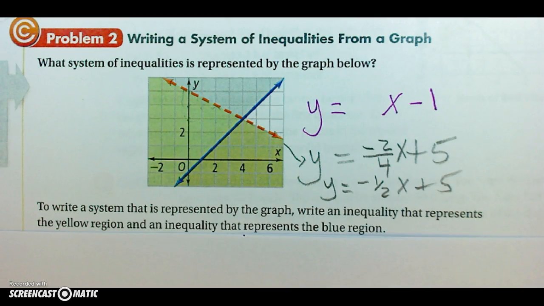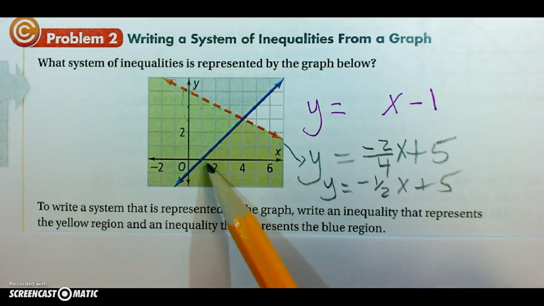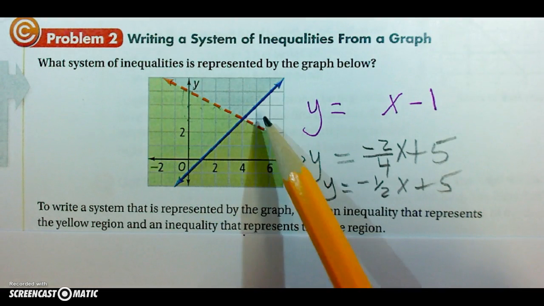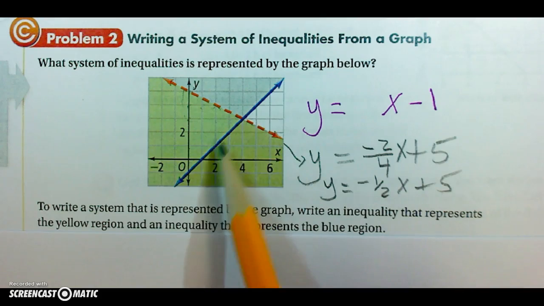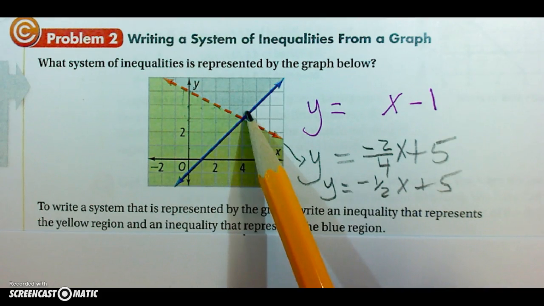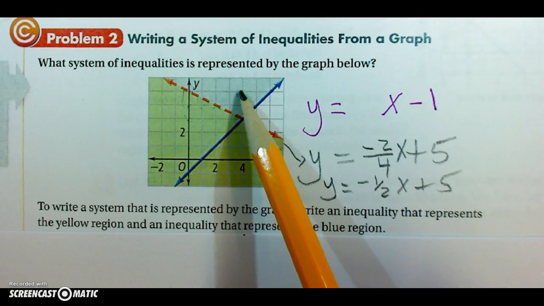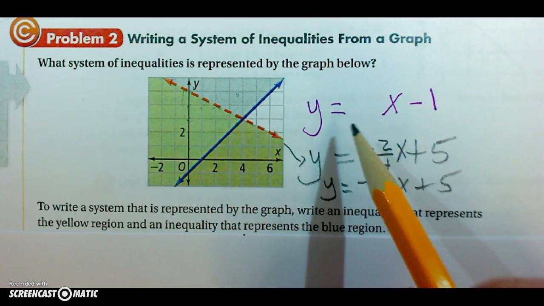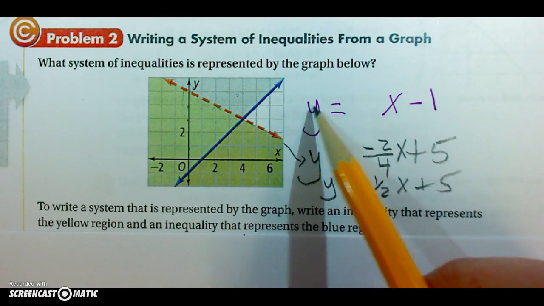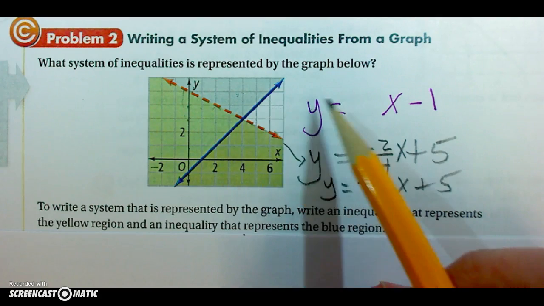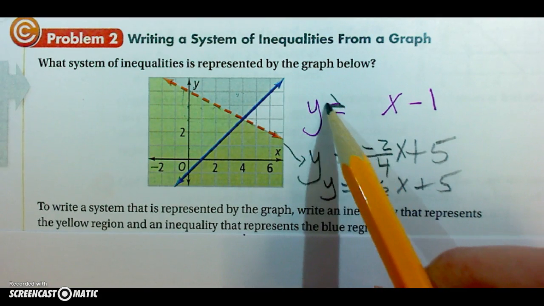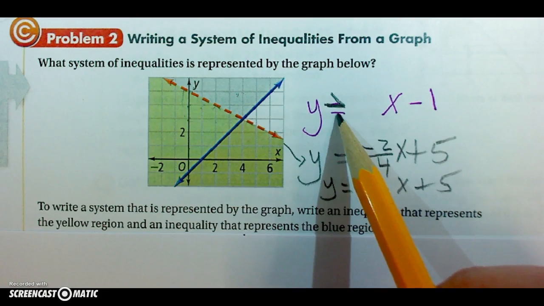Now that I've written the equations, I'm going to look at the line. And I see the blue line where I was going through -1. Above the line is shaded blue. So that means y is greater than, and it's solid. So it's greater than and equal to.